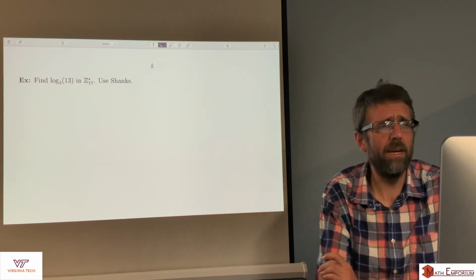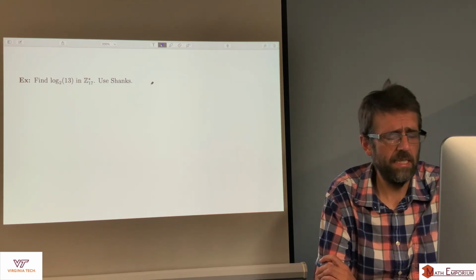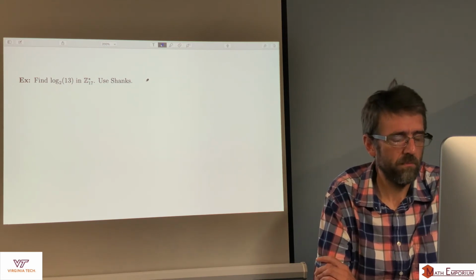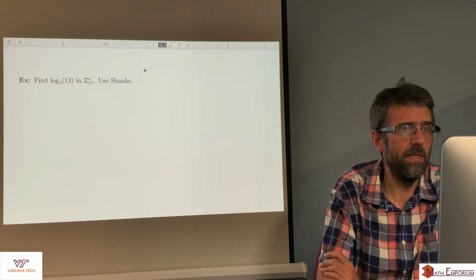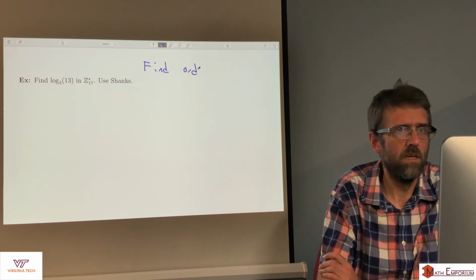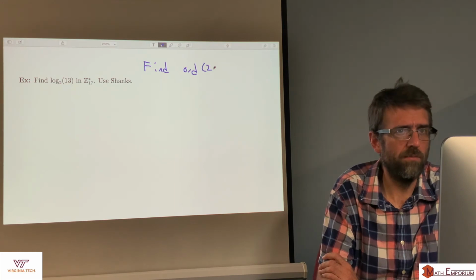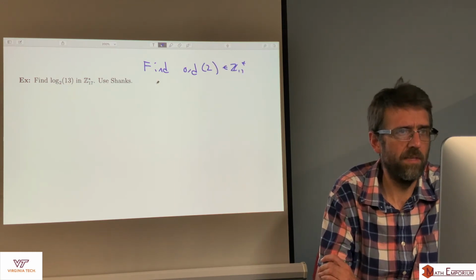So the wrinkle here is, remember, we are always interested in the size of the subgroup that we're working in. Okay, so first thing we need to do here is find the order of 2 in Z mod 17 star.